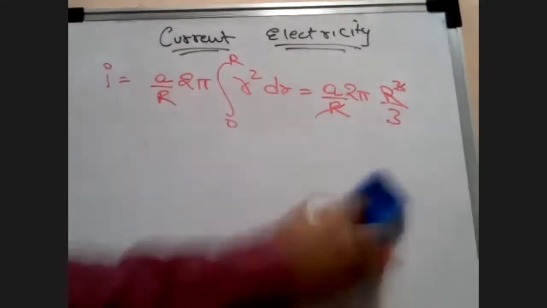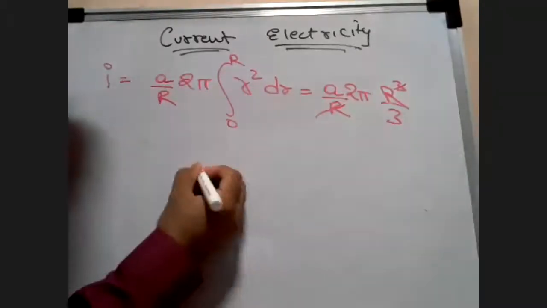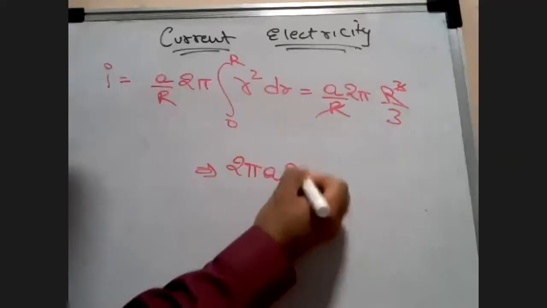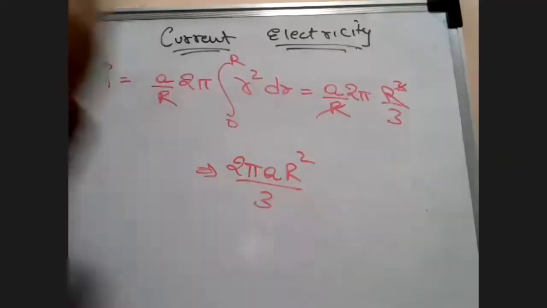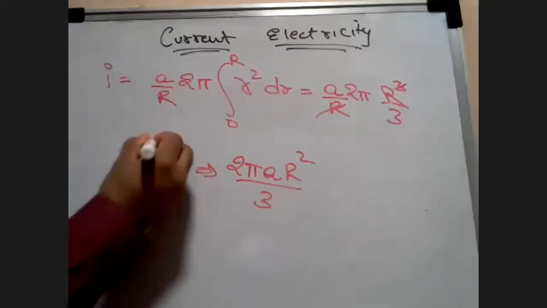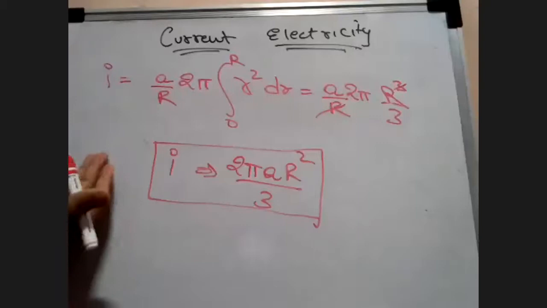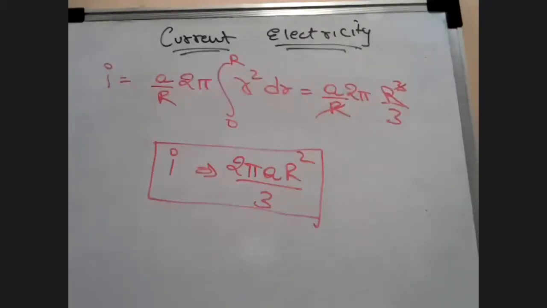Others also should answer. No problem if you tell me the wrong answer. 2 pi A R square by 3. This is going to be your current. Okay, so now you know how to find out the current in terms of current density.